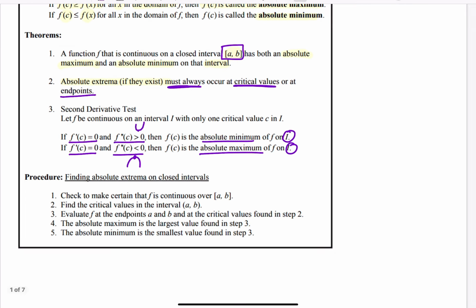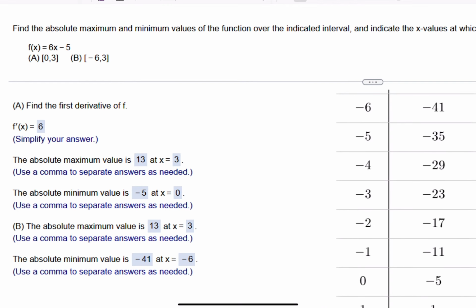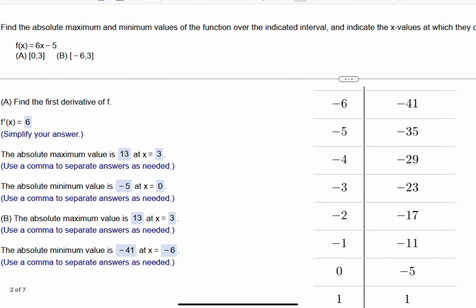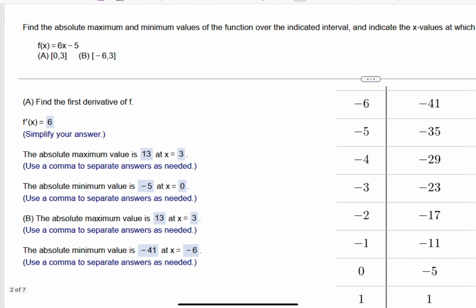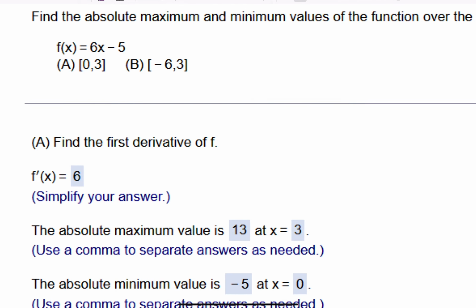All right, now let's go ahead and take a look at the problems here. Find the absolute maximum and absolute minimum values of the function over the indicated interval and indicate the x values at which they occur. The first thing is, they gave me the function f of x is 6x minus 5. This is a linear equation, a line going up, and I know the minimum value is negative infinity, maximum is positive infinity.